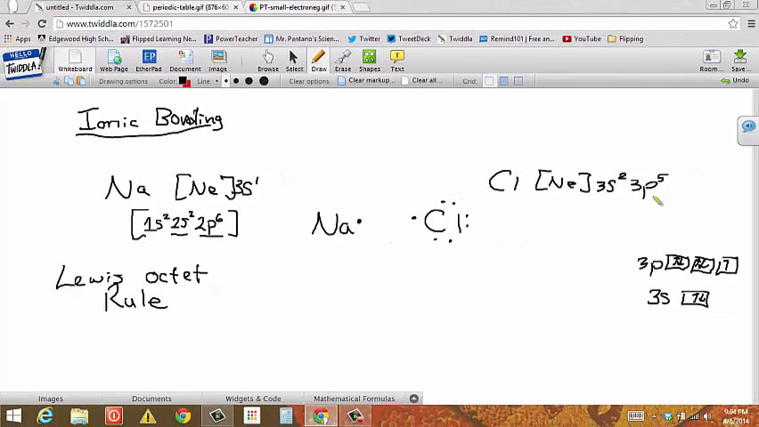Chlorine, on the other hand, is very, very close to having a full valence shell. It has 7 valence electrons. It would very much like to be like argon. Argon is 1s2, 2s2, 2p6, 3s2, 3p6. That is argon. That's the closest noble gas to chlorine, and chlorine would very much like to be it. Chlorine is missing 1 valence electron.